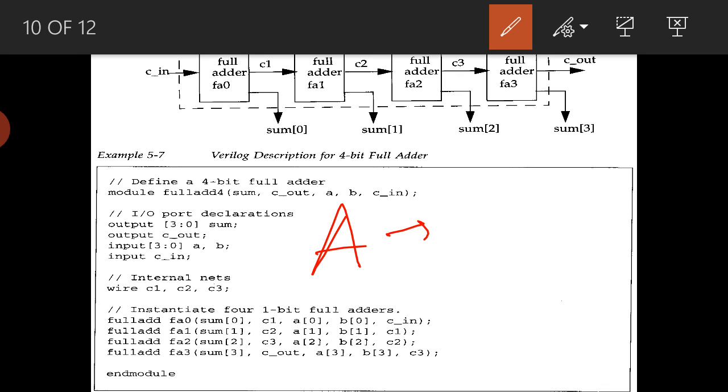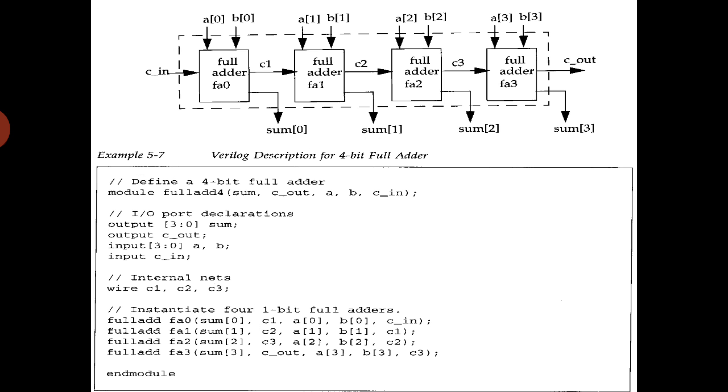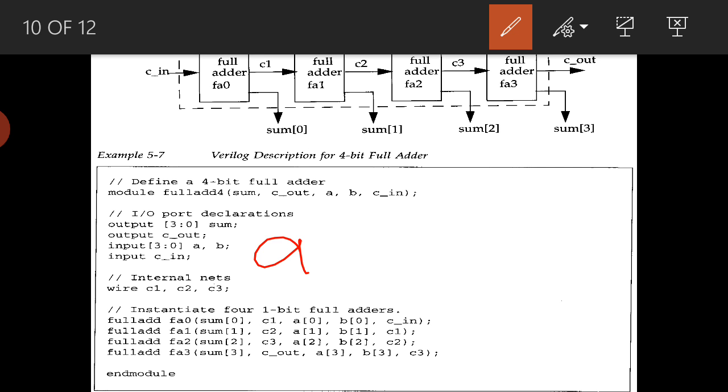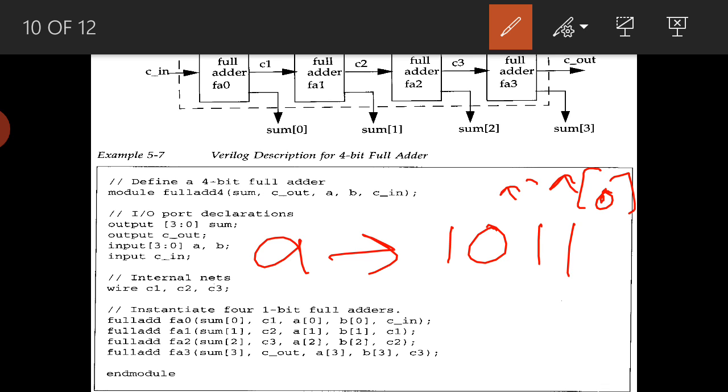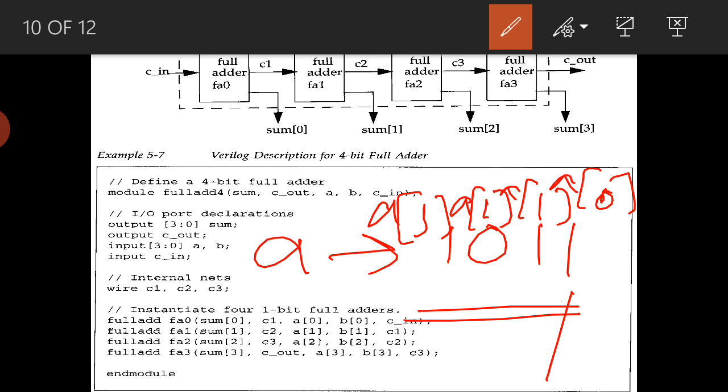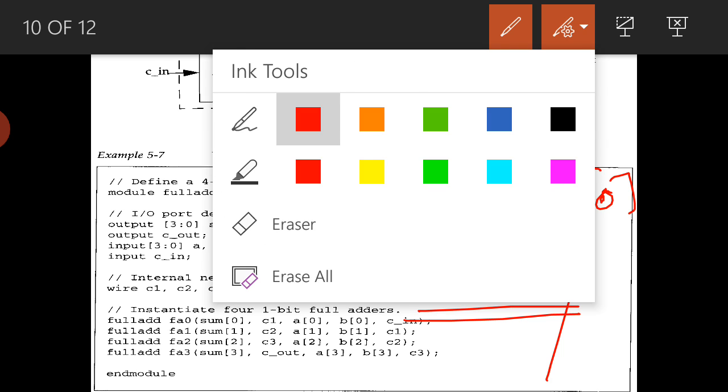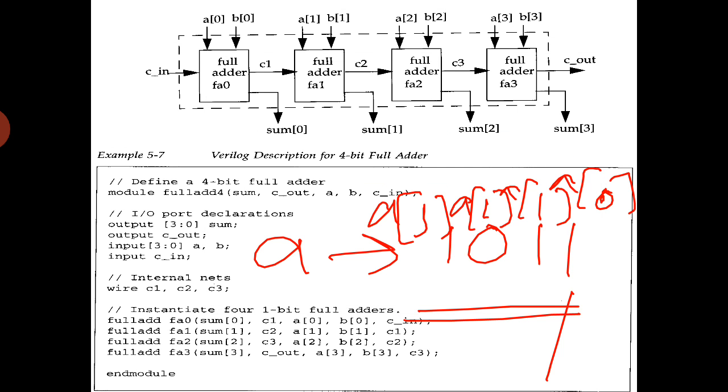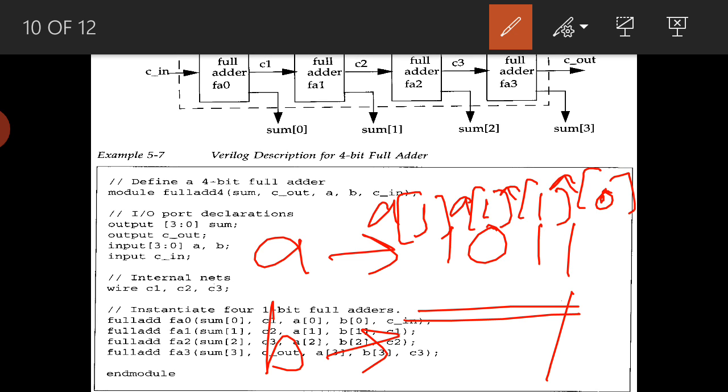Here we have taken small letters, so A is a 4-bit input, for example 1 0 1 1. This is A of 0, this is A of 1, this is A of 2, and this is A of 3. The first bit will be assigned here, and similarly B has 4 bits, like this.